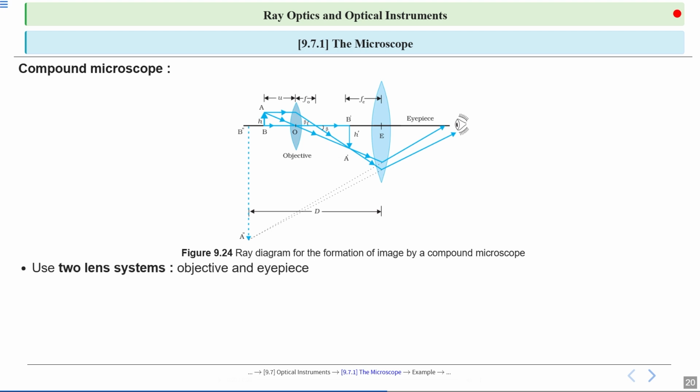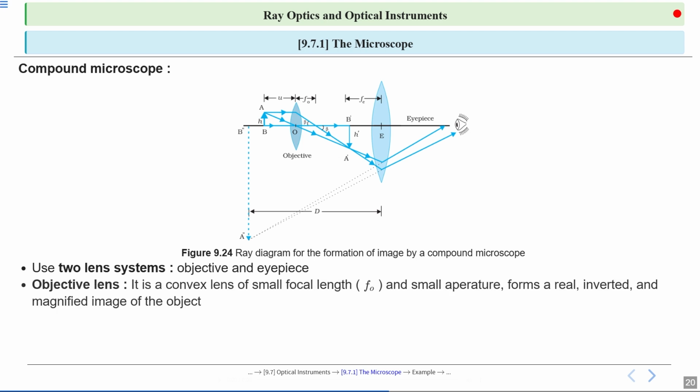The compound microscope uses a two lens system, the objective and the eyepiece. This dual lens setup is key to achieving high magnification, allowing us to see details that are invisible to the naked eye. Emphasize the importance of each lens in the magnification process.